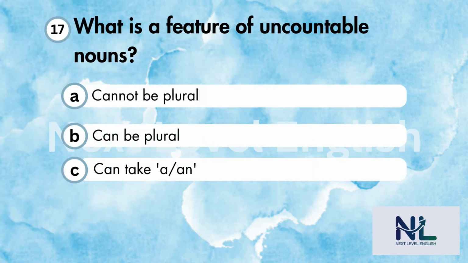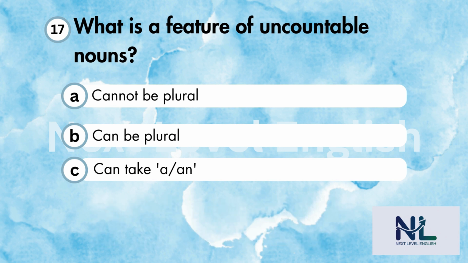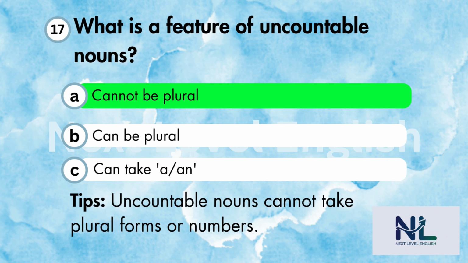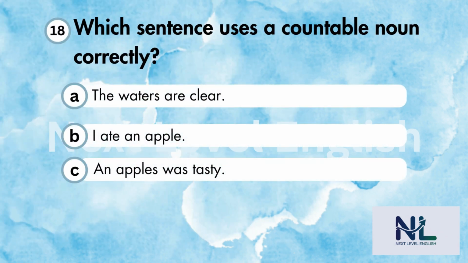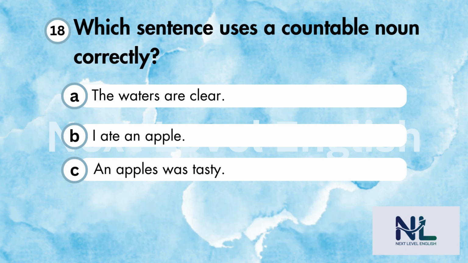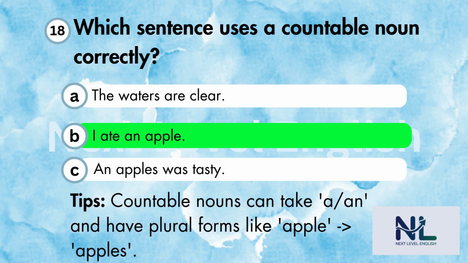17. What is a feature of uncountable nouns? Cannot be plural. Tips. Uncountable nouns cannot take plural forms or numbers. 18. Which sentence uses a countable noun correctly? I ate an apple. Tips. Countable nouns can take a or an and have plural forms like apple to apples.